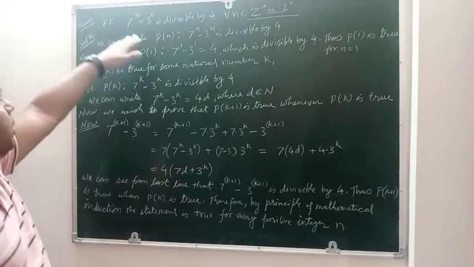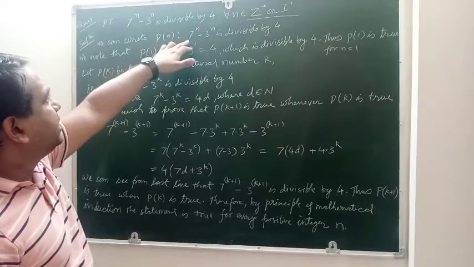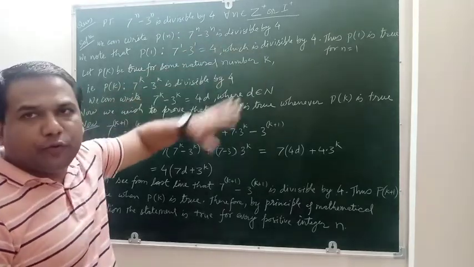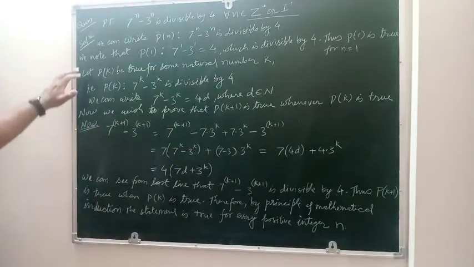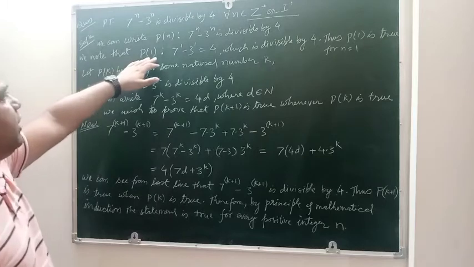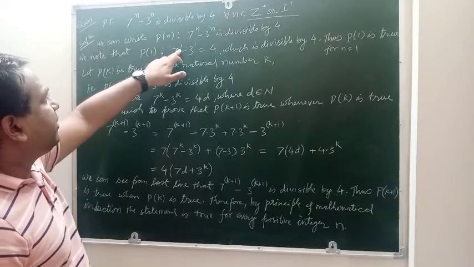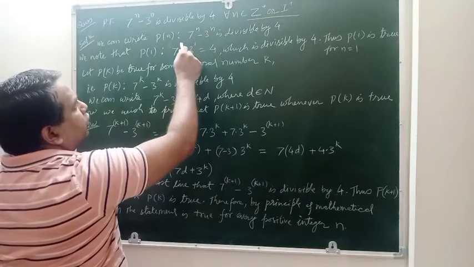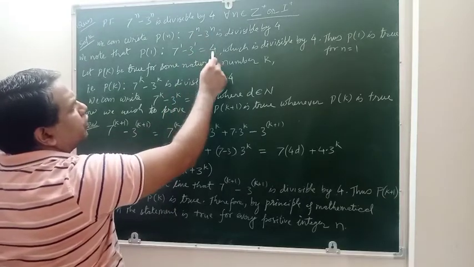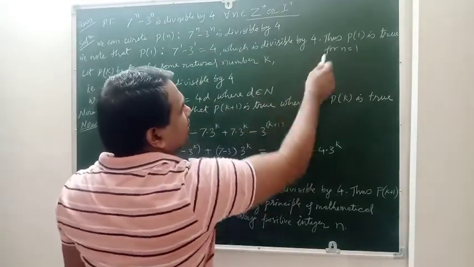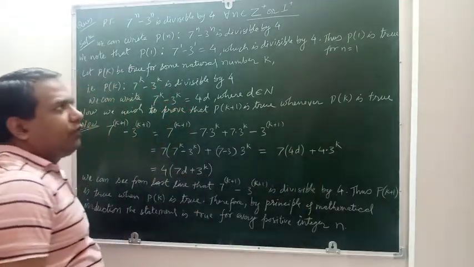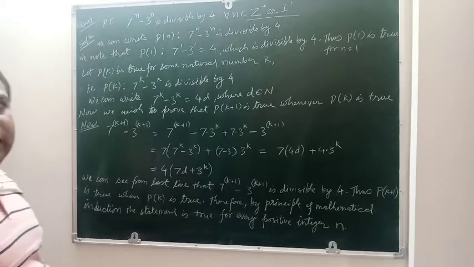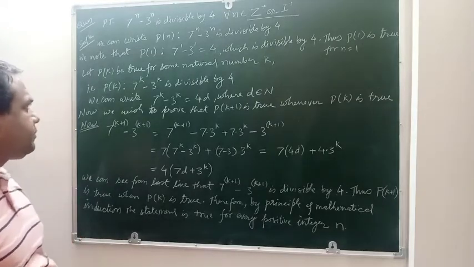We can write P of n, that is 7 power n minus 3 power n is divisible by 4. Now we note that P of 1, that is 7 power 1 minus 3 power 1. What we have to do is, we have to put n equal to 1 over here. So now it will become 4, which is divisible by 4. Thus P of 1 is true for n equal to 1. So first of all we have to prove all the time for n equal to 1.